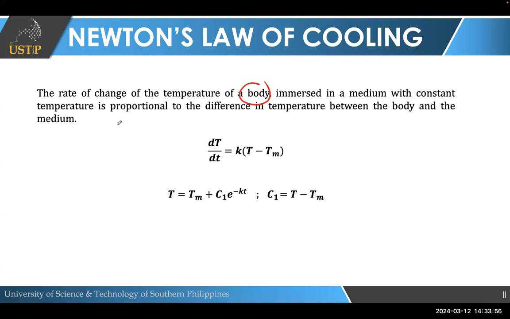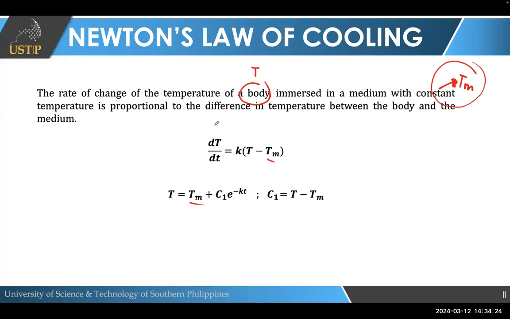Okay? So, the rate of change of the temperature of the body, we can set it as T. Okay? Immersed in a medium with constant temperature. So, with a constant temperature, of course, we can denote this as T sub M. This is the temperature of your medium. It's constant, so we have no problem with our formula, because it's constant.